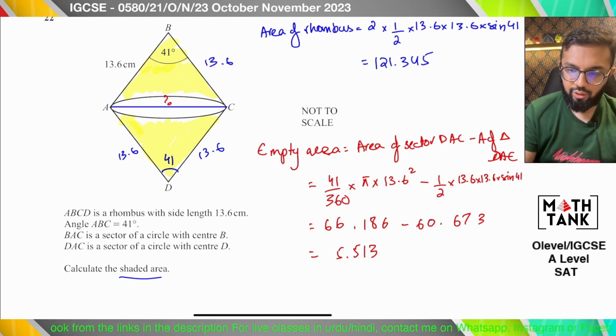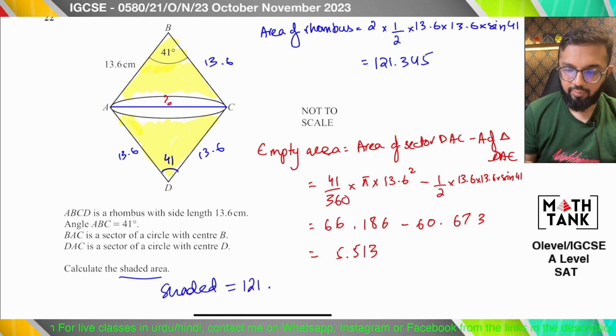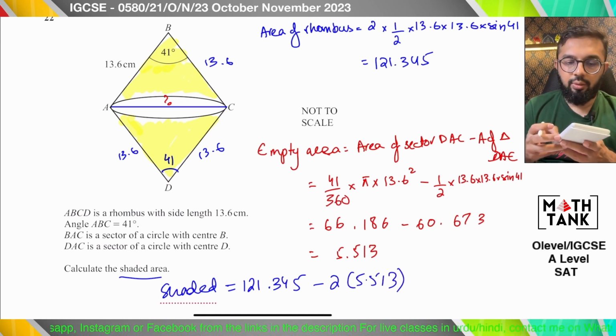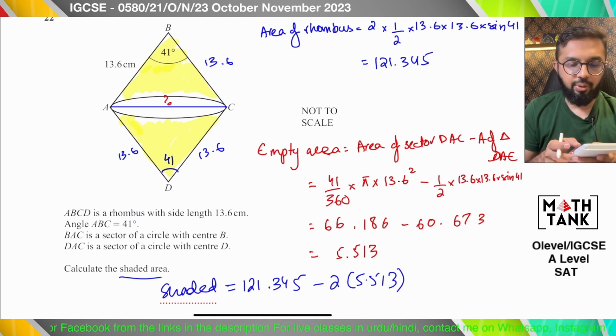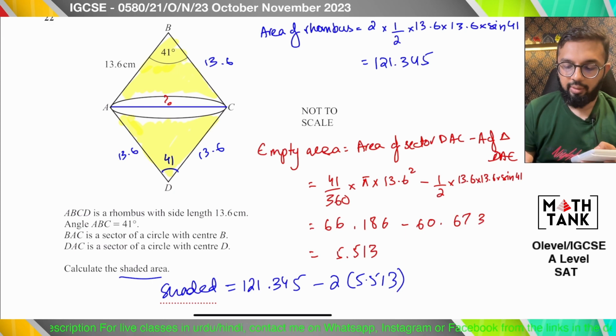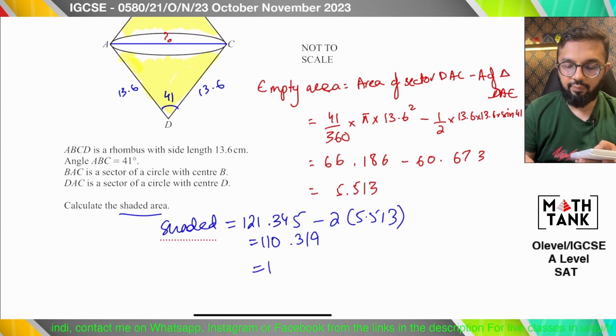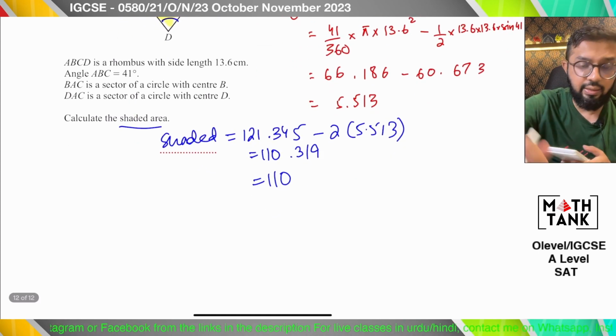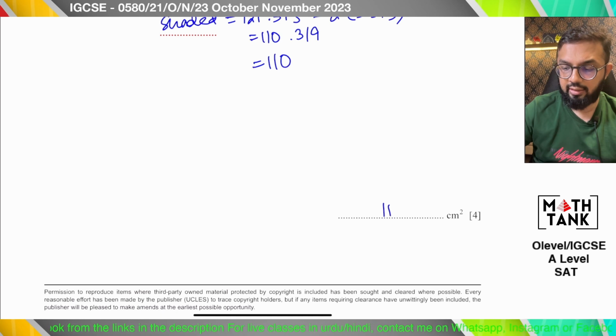So I'm going to say that the shaded area is basically the area of the rhombus, 121.345, minus 2 times 5.513. I'm getting 110.319, which rounded off to three significant figures gives me 110. I hope that's the correct answer. Yes, that is indeed the correct answer.